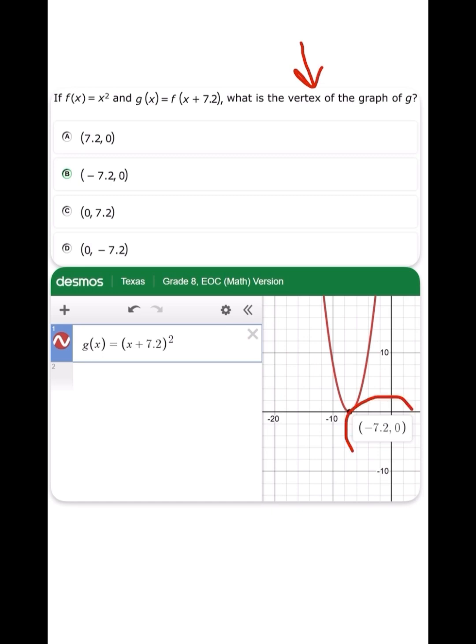Make sure to enclose the change in parentheses and square the whole expression. The vertex is now easy to identify with the correct answer choice B.